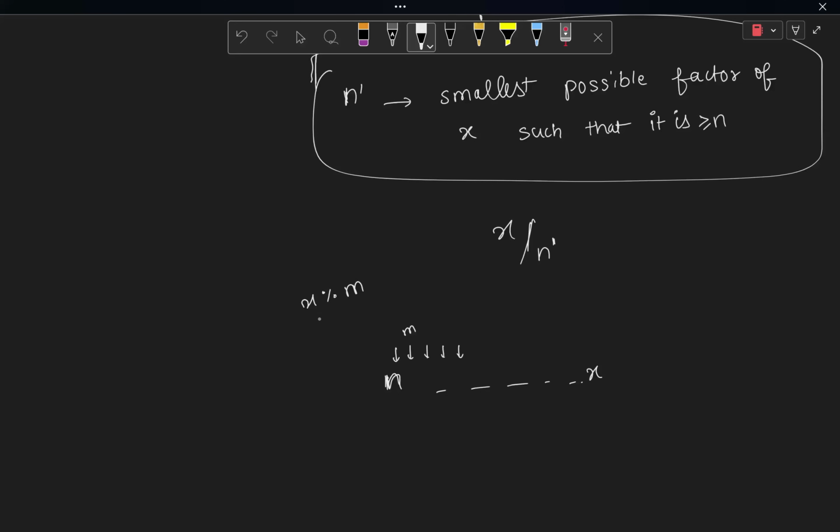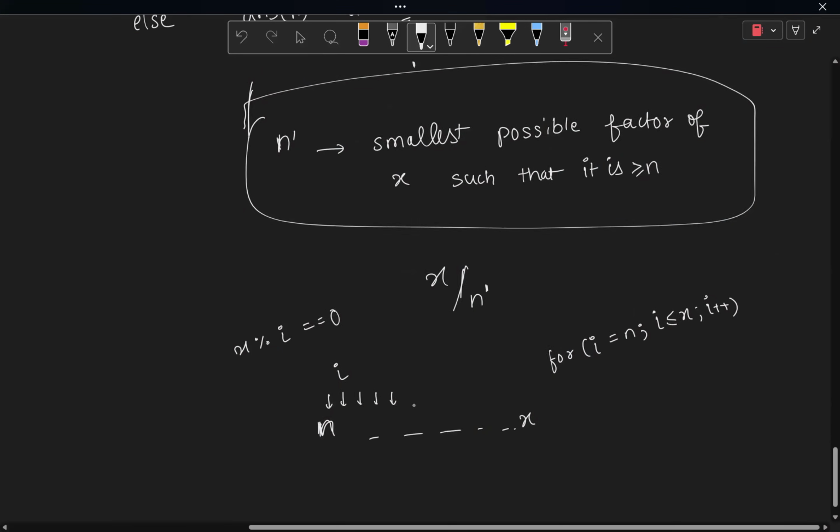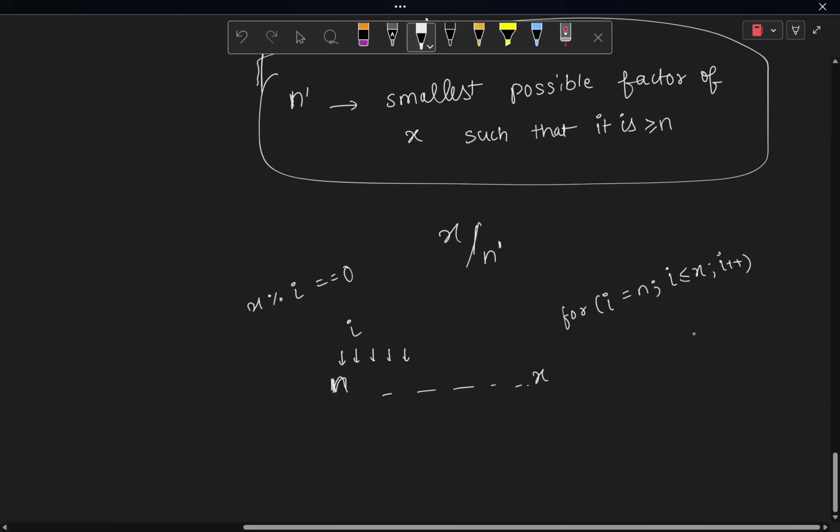So just check for every m whether it is divisible, like whether it is a factor of x or not. The first number which you find in this way in the loop, let me call this i, the first number which you get here from this loop would be the smallest possible factor of x greater than or equal to n. And then you can simply print the answer to be x by i, and that's it.